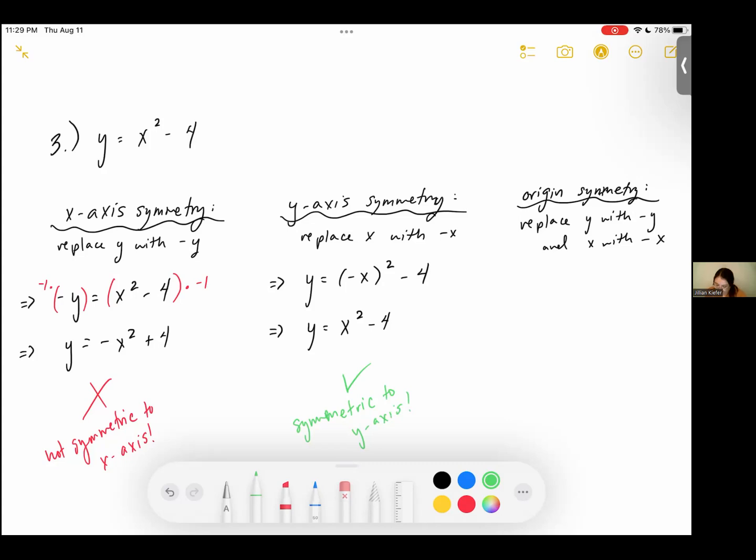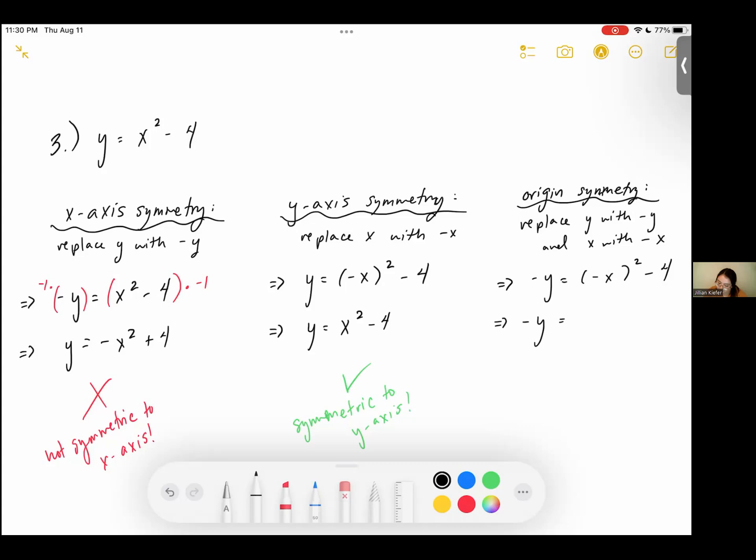All right, last one is origin symmetry. We know it's already going to be symmetric to the y-axis and not the x-axis, so we can kind of assume where this is going to go with the origin symmetry, but we're going to do it anyway. So with the origin symmetry, we do both. We're replacing y with negative y, and we're replacing x with negative x. So our function in this case will look like negative y is equal to negative x squared minus 4. Now, like we said before, the negative x that is squared minus 4 simplifies to x squared minus 4, just like how we did the last time.